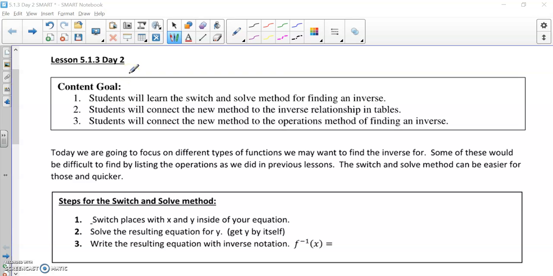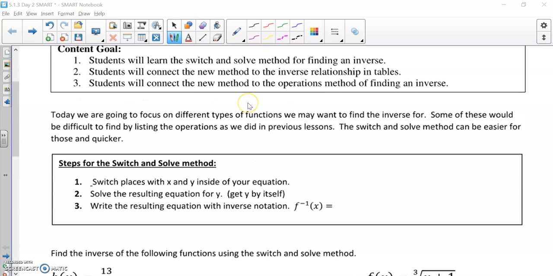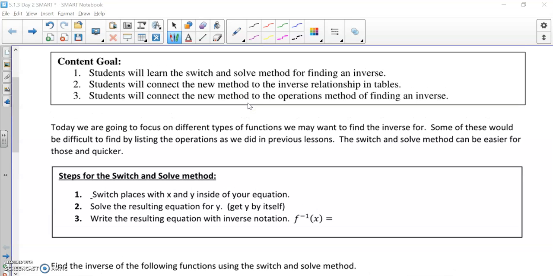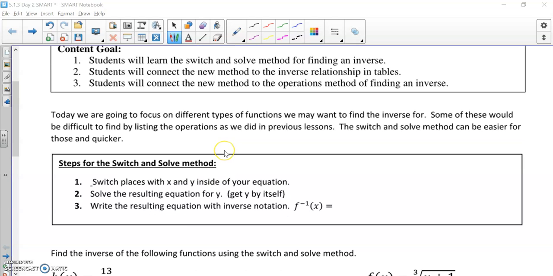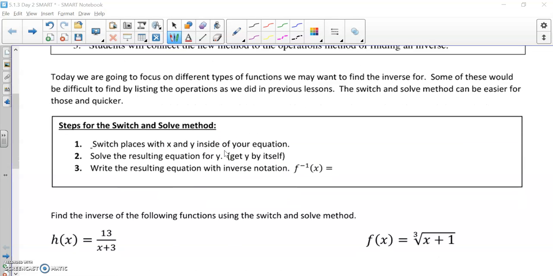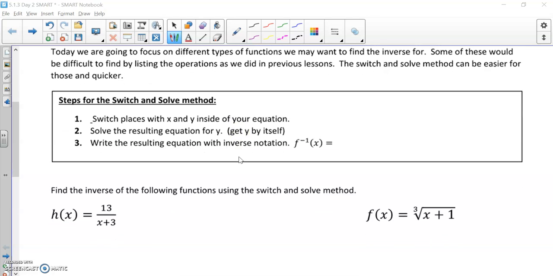It's just some more practice with the switch and solve method of finding inverses, because there is one particular style of problem that isn't really workable with that listing operations method. So we are going to talk about that situation and just get a little bit more comfortable with the switch and solve method altogether. Okay.